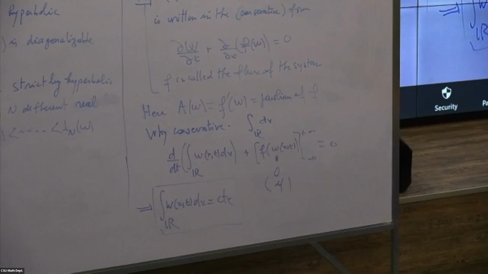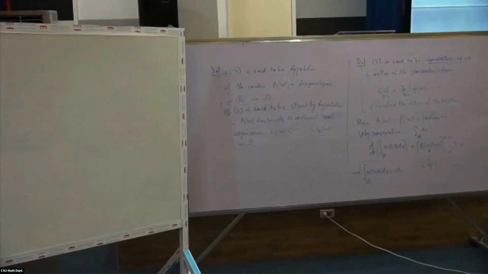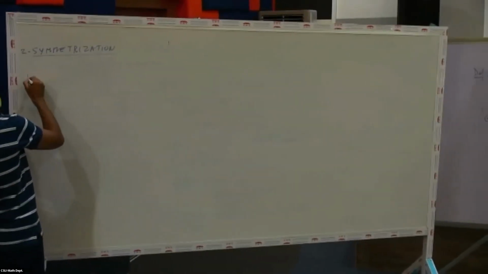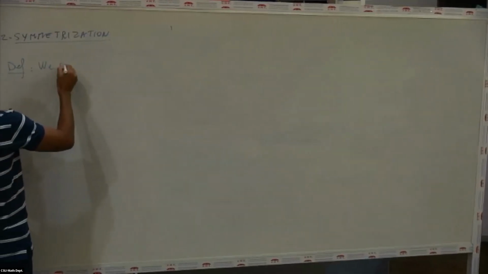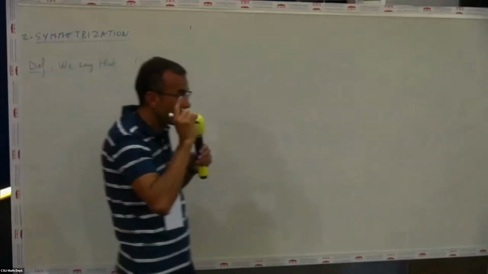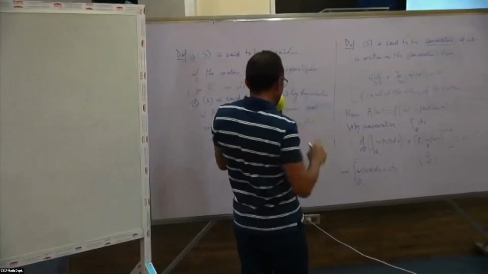So now is symmetrization. What is symmetrization? This is also an introduction. So definition. So we say that the system, okay, what I forgot also. This is also important. Yes, I forgot also, I will not do this just after.